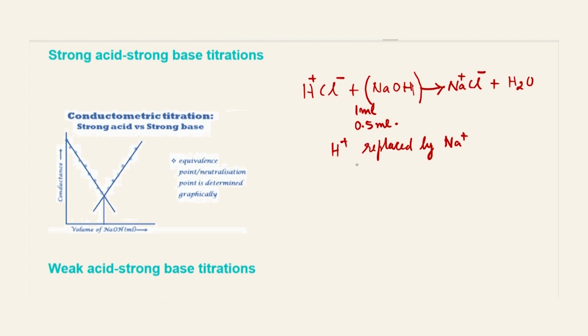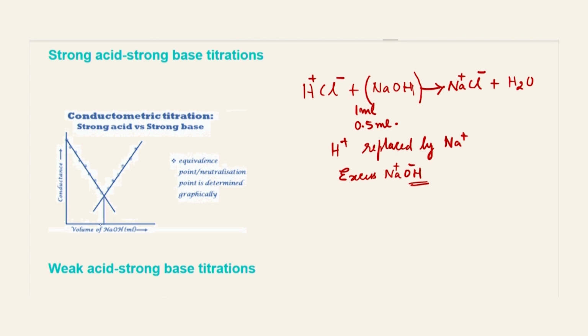Once the equivalence point is over, because there is no HCl remaining, you will be having excess NaOH. NaOH is a strong electrolyte, so you have fast moving OH minus ions, and thereby on each addition you have an increase in conductance going on. So, after the equivalence point it keeps on increasing.